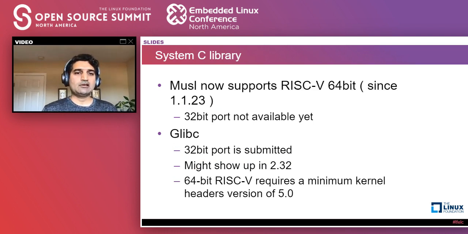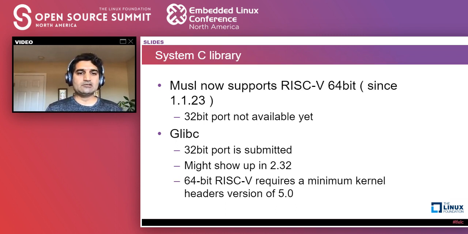System C libraries have seen quite a few developments in the past few months, and musl, which is an embedded C library, relatively new in the space, has added 64-bit RISC-V support since the 1.1.23 release. That was early this year. And the 32-bit port is not available yet. But what we can see is that 64-bit supports Little Endian. It can support hard float ABI, soft float ABI, as well as single and soft double floating ABIs. And it doesn't yet have big Endian support or others, but I guess so far Little Endian is what is more important.